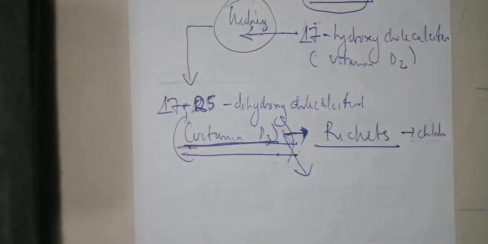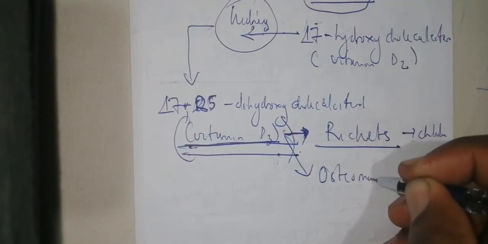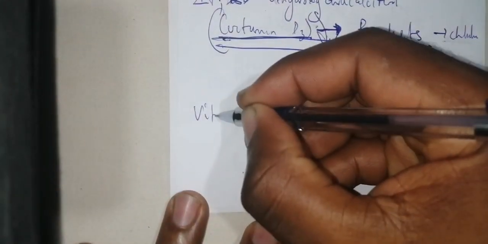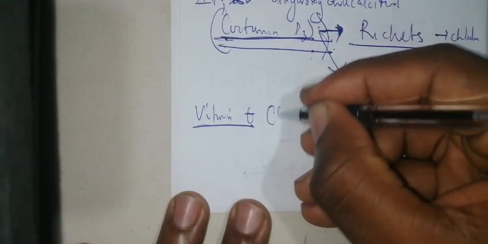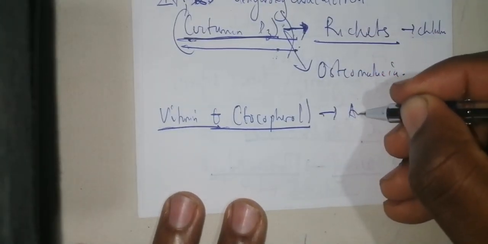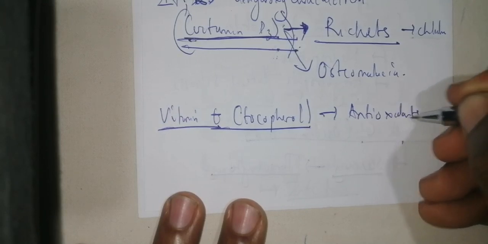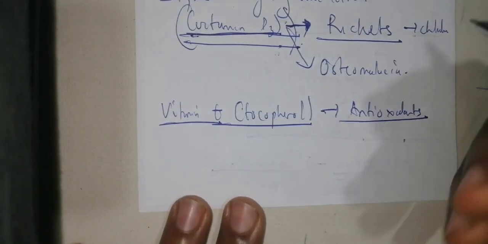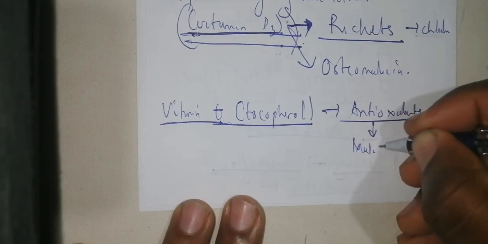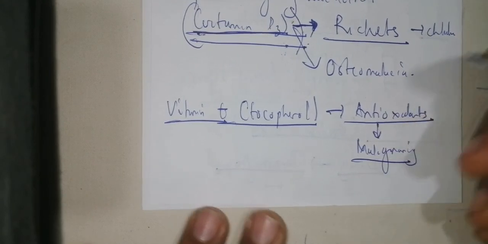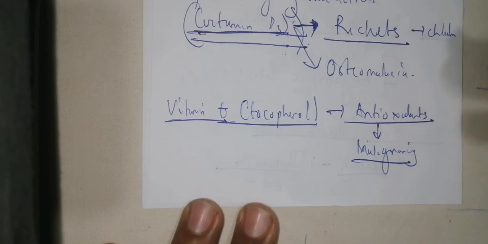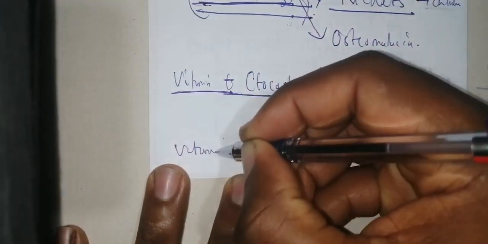Is it clear? But in adults, we are going to have a disease called osteomalacia. After vitamin D deficiency, we have vitamin E. Is it clear? Vitamin E is also called tocopherol. Is it clear? And tocopherol is an antioxidant. Is it clear? So if you don't take vitamin E sufficiently, you are going to have oxidatory processes occurring in the body, and oxidatory processes are the most common risk factor for malignancy. So if you have a child with risk of malignancy, it's because of high oxidatory processes and low level of vitamin E.